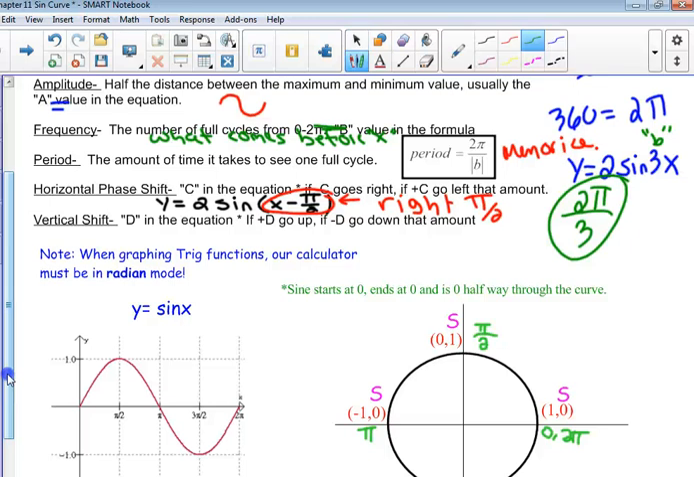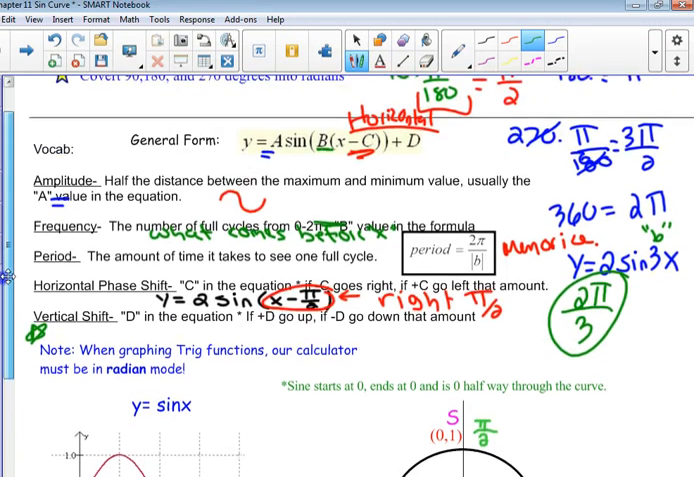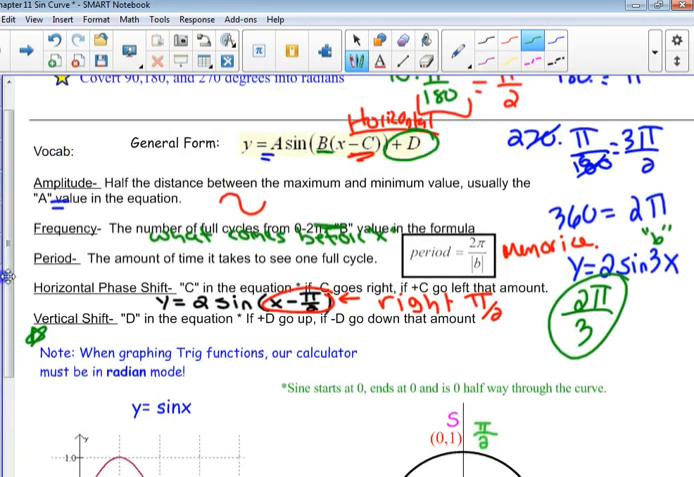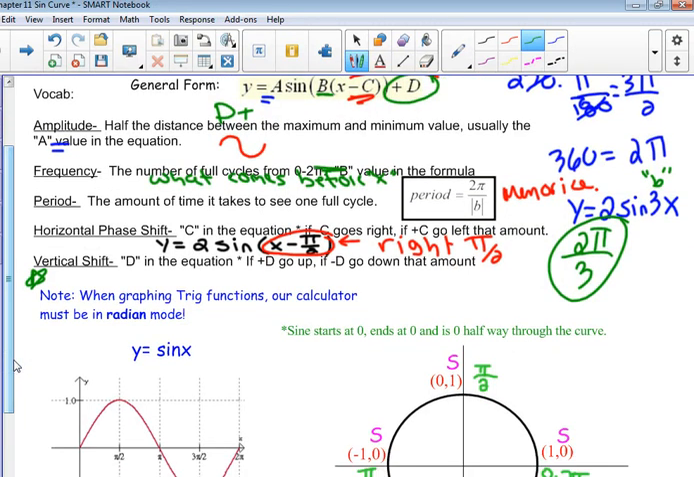I do see things about the vertical shift though, and this is much easier to recognize. It's always at the end of the equation, or you could have it in the beginning, but it's separated by addition, like its own thing. It represents how far up or down the graph is moved. So if you had a plus d, we go up. If it's a minus, we go down that amount. That's it. That one's kind of nice because it actually makes sense.